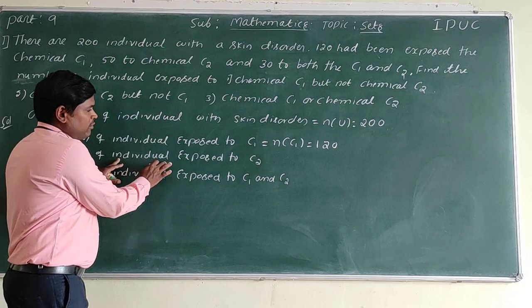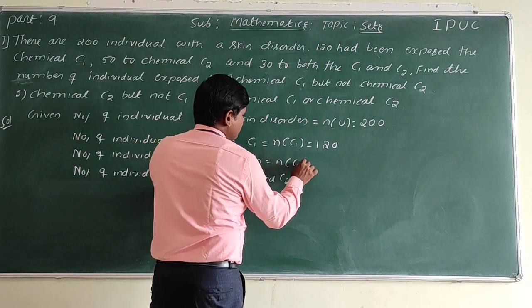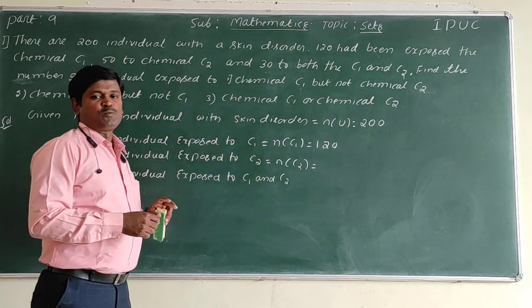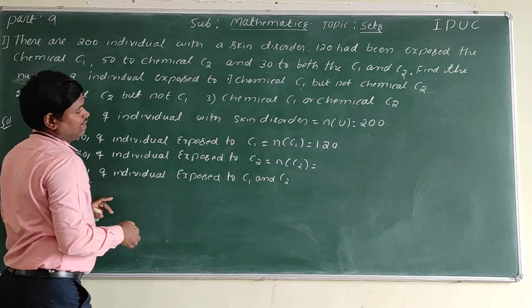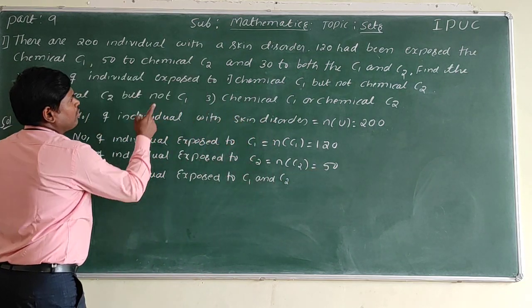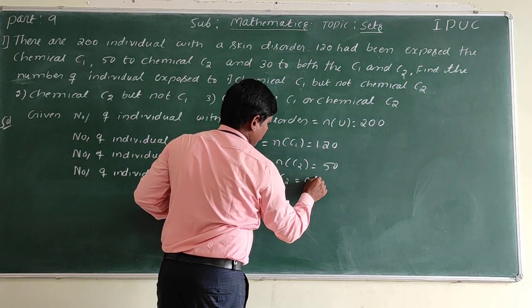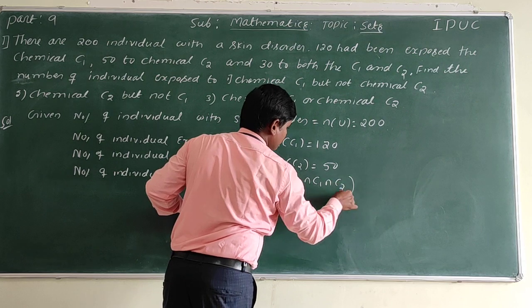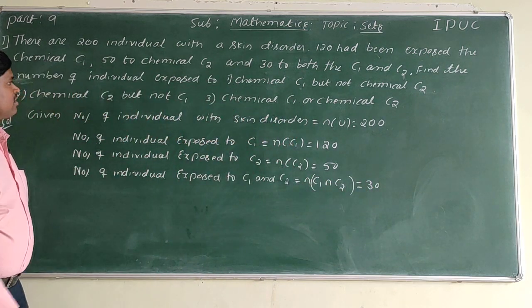And the number of individuals exposed to chemical C2 is taken as n of C2. How many individuals were exposed to the chemical C2? That is 50. And the number of individuals exposed to both C1 and C2, that is 30, is taken as n of C1 intersection C2. That is 30.